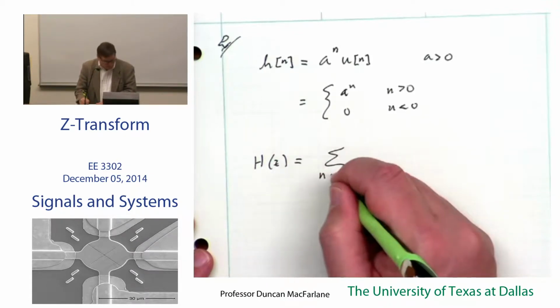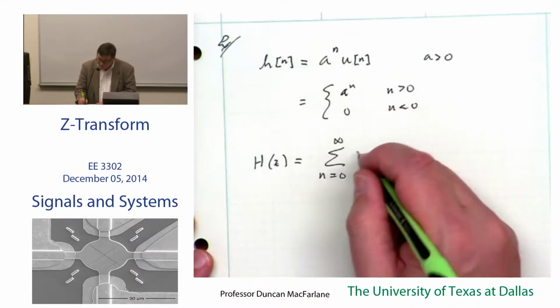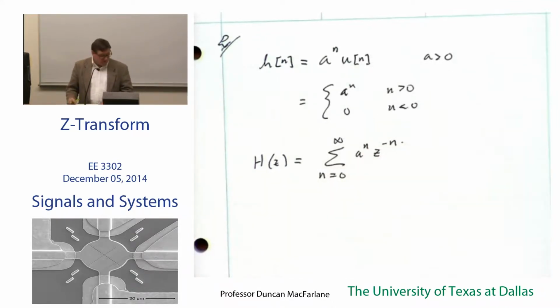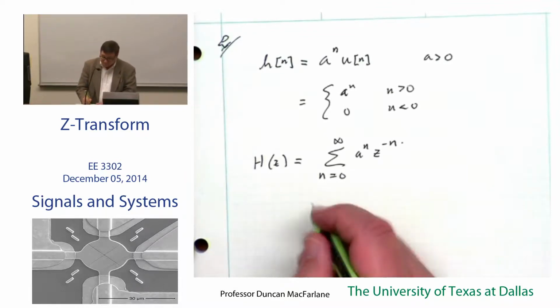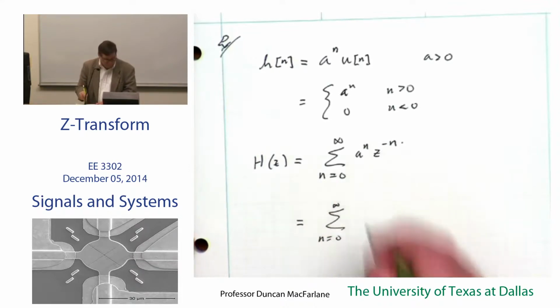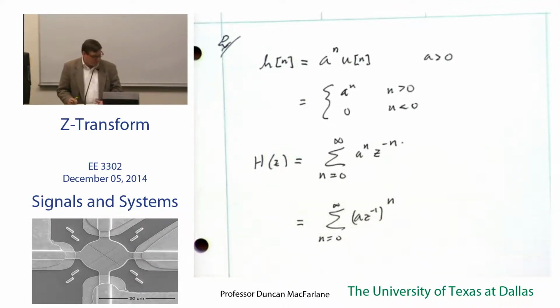So if I Z-transform this, my delays are represented by the z to the minus n. And so I can rewrite this as a z to the minus 1, all to the nth power.